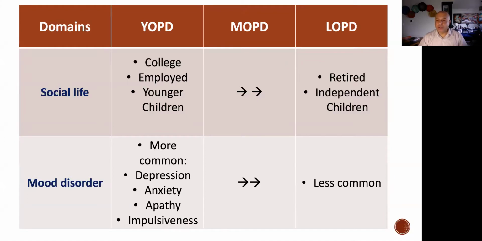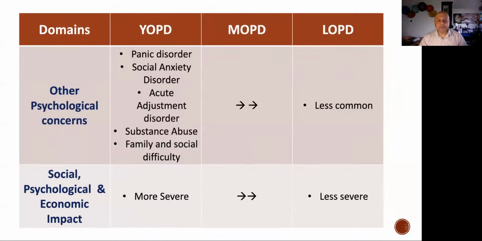Interestingly, mood disorder is significantly more common in young onset than in late onset. Depression, anxiety, apathy, and impulsiveness is seen significantly more in young onset than in late onset Parkinson's disease. There are other psychological domains that are more common in young onset than in late onset Parkinson's disease: panic disorder, social anxiety disorder, acute adjustment disorders, substance abuse, family and social difficulty due to Parkinson's disease.